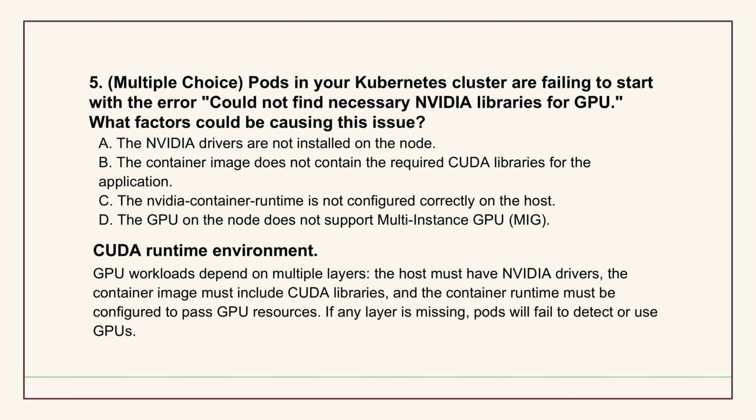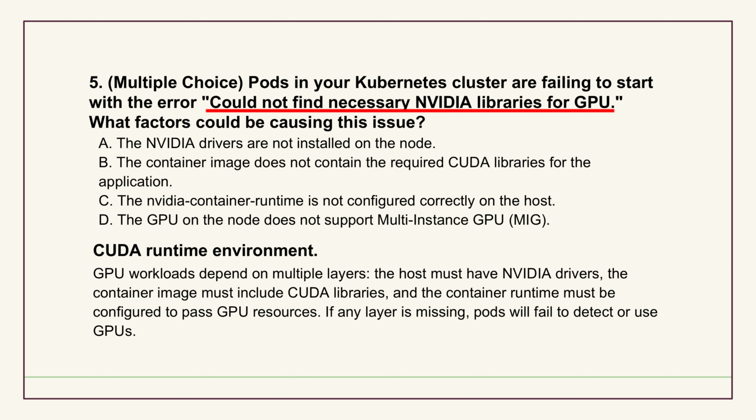What happens when your pods are failing to start? You get that message like, could not find necessary video libraries for GPU. It's a common kind of cryptic error. Our question lists multiple potential causes. Pods in your Kubernetes cluster are failing to start with the error, could not find necessary NVIDIA libraries for GPU. What factors could be causing this issue? When you see that error, what's your sort of mental checklist?